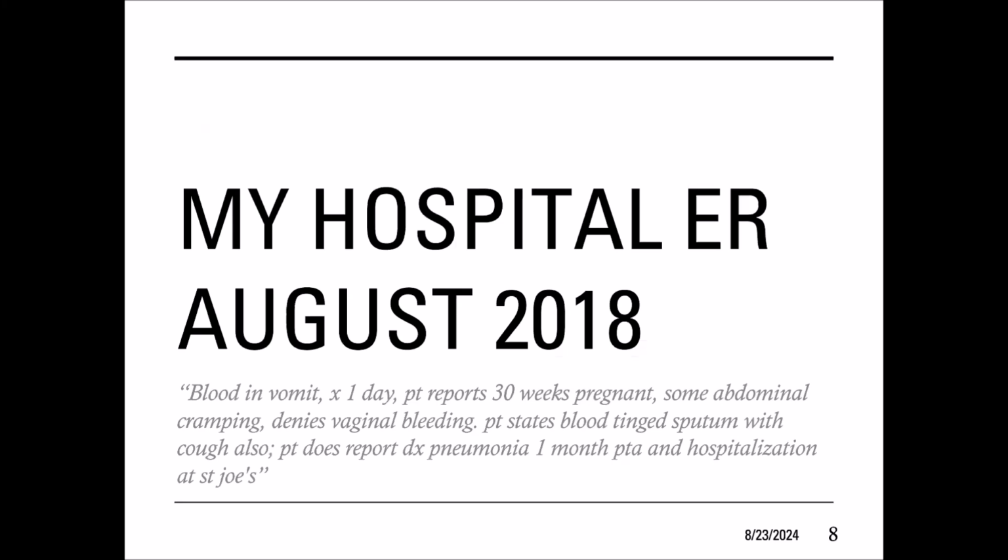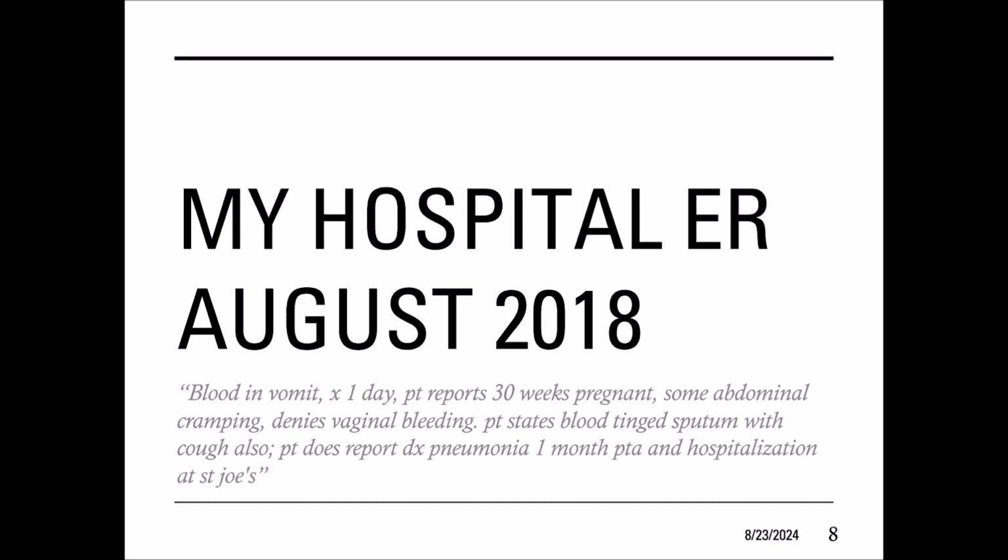So here's an example in my hospital a few years ago. A patient came into the emergency room, said she had blood in her vomit. Well, it was really blood in her sputum, but it got mixed up. The patient says she was pregnant at 30 weeks. She was not having any spotting. And she said that she had been diagnosed with pneumonia 1 month earlier and had been hospitalized at a different hospital. Here's someone who has gross hemoptysis, someone who's been coughing for more than a month and had, quotes, pneumonia.